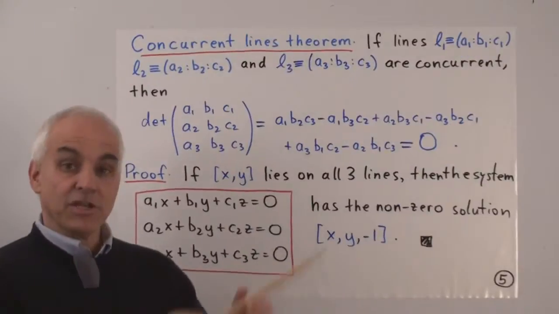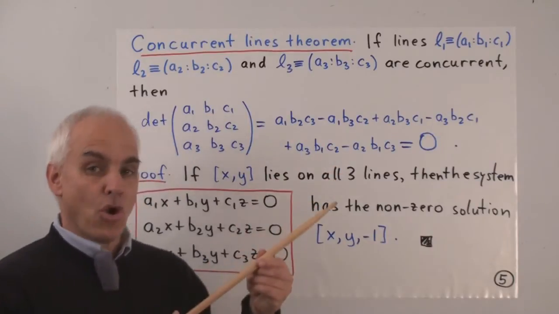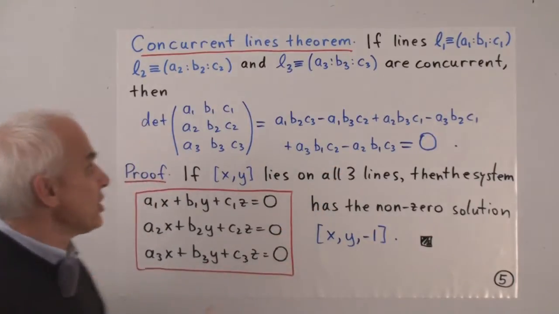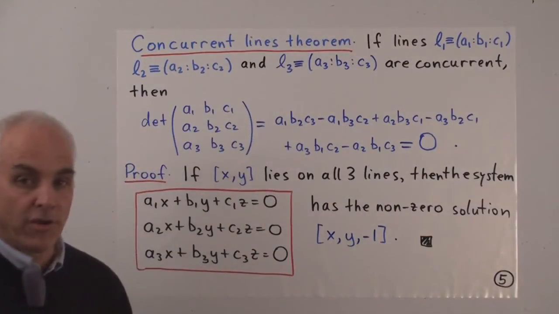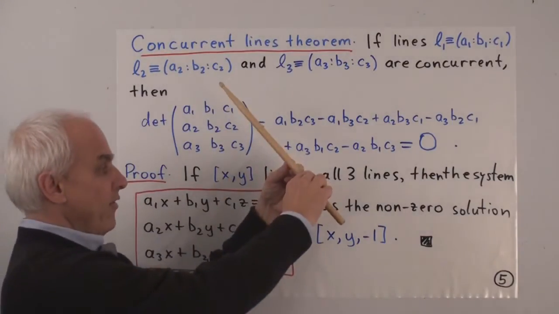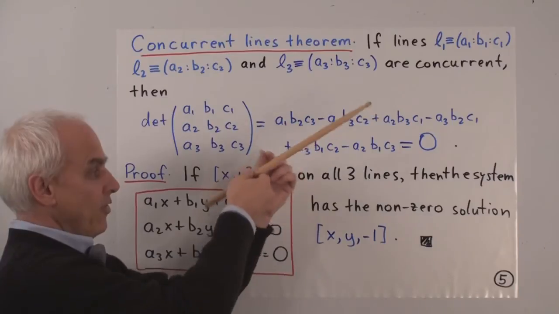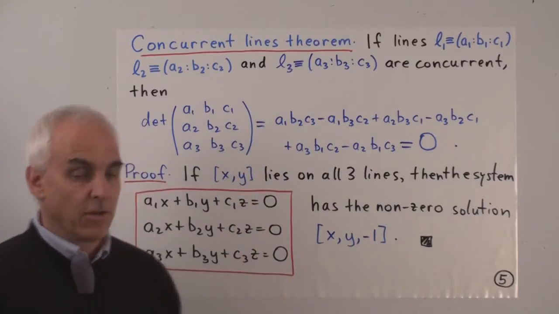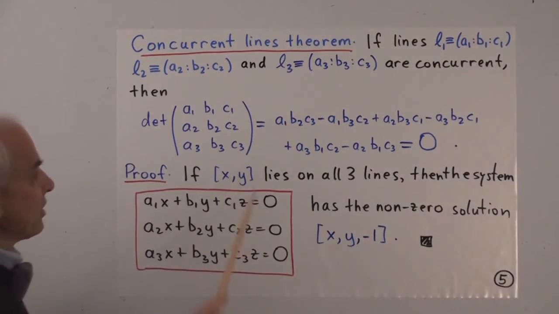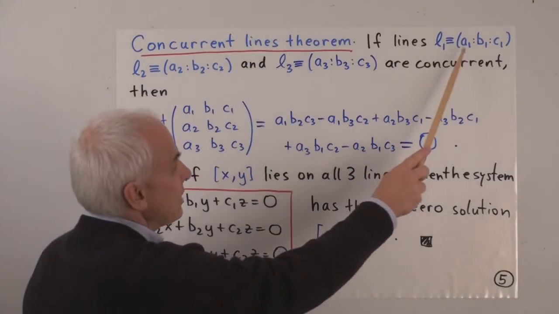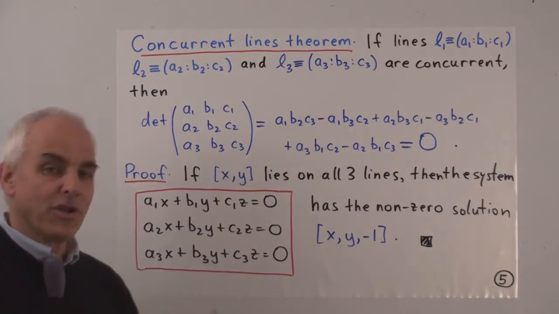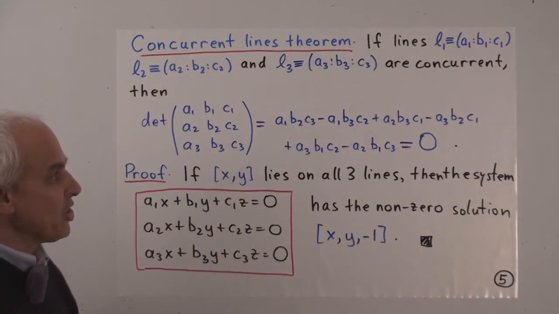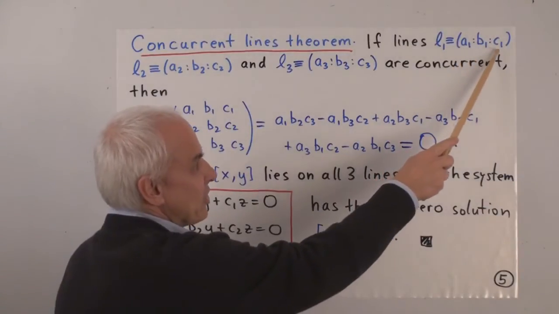Just as we had a condition for 3 points to be collinear or on a line, we are looking for a condition for three lines to be concurrent. That means we have one line like this, another line like this, another line like this. They're all passing through a single point. And here's the condition in terms of our three lines, expressed now in terms of our proportional representation. Remember, these are the coefficients.